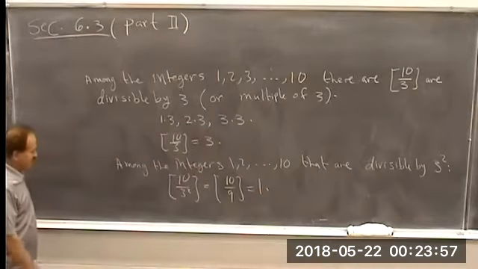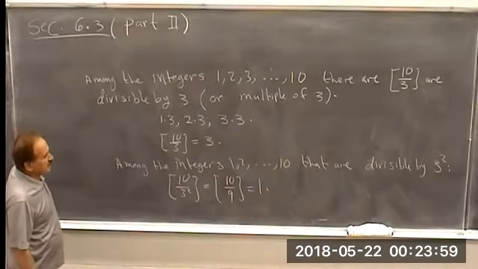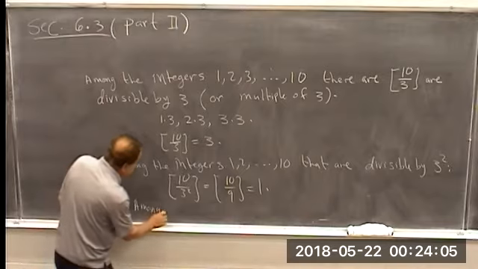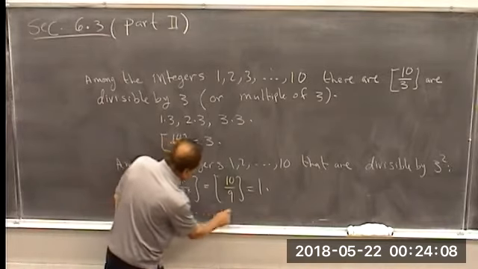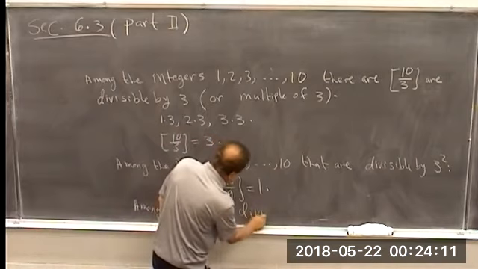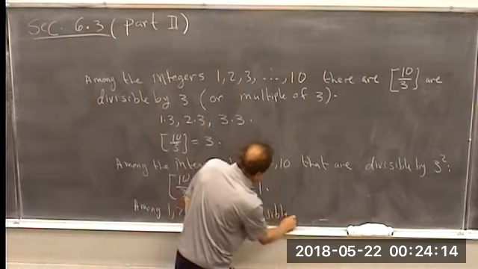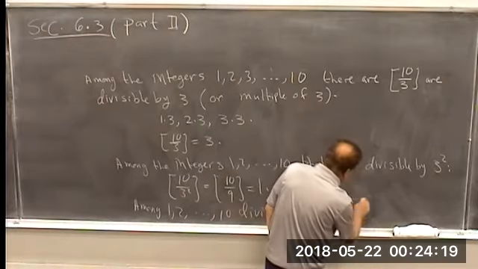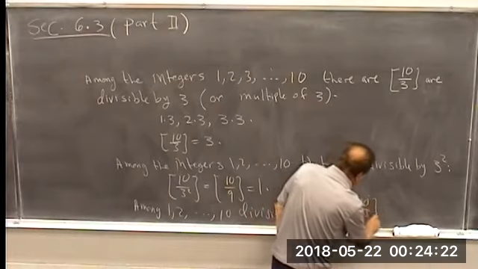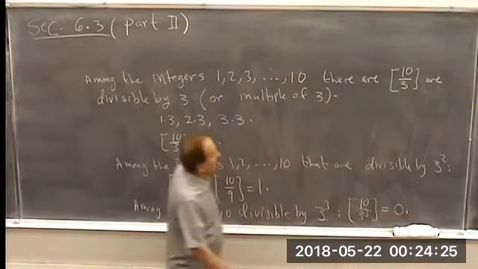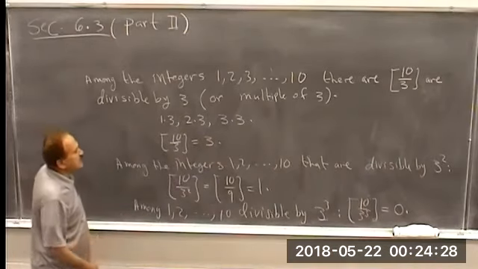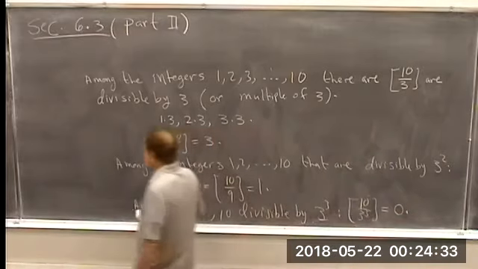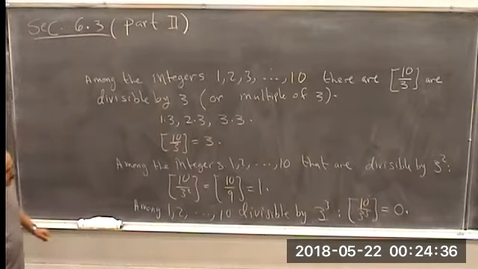Then we're going to look among these, 1, 2, up to n, which are divisible by 3 to the 3rd. And this one is going to be 0. It's going to be 10 over 3 to the 3rd, and this is equal to 0. Now, when we have the product, which is n factorial, we're just going to add these up. So this is the way we actually counted in the example.